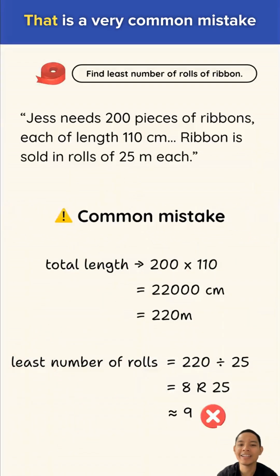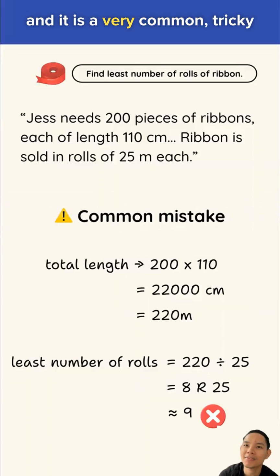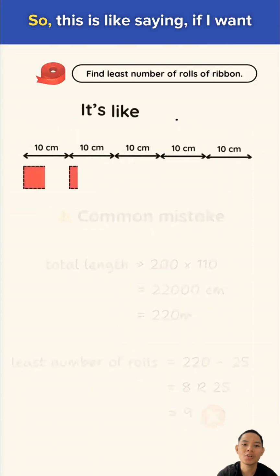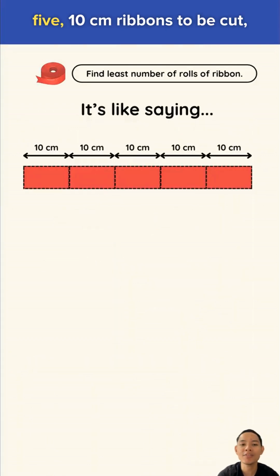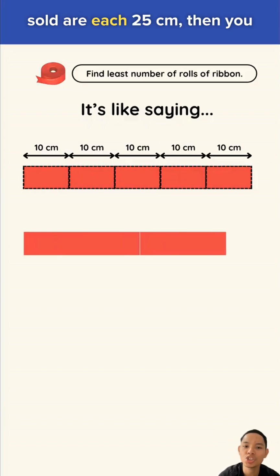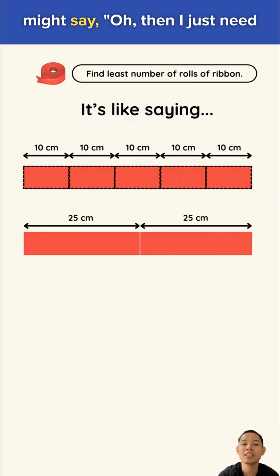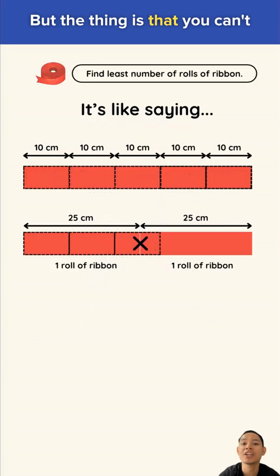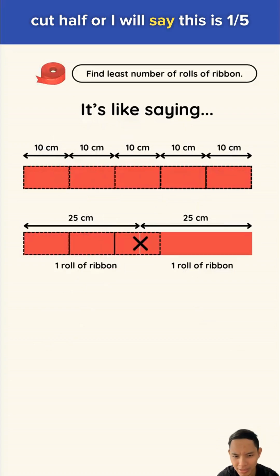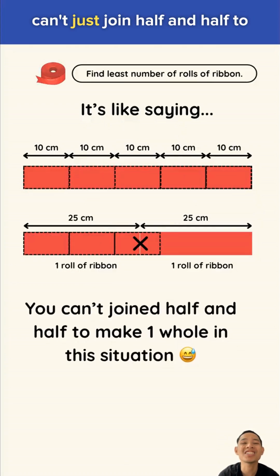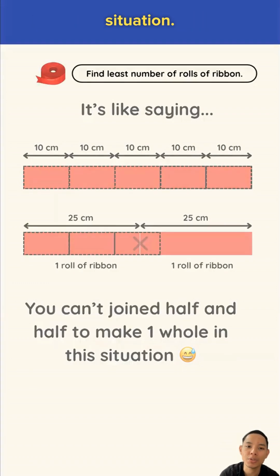Well, you're wrong. That is a very common mistake, and it is a very common tricky question that students get wrong. It's like saying, if I want 10 centimeter ribbons to be cut, and the rolls of ribbon sold are each 25 centimeters, then you might say, oh, I just need 2 rolls, right? Since I can cut 5. But the thing is that you can't cut half, because you can't just join half and half to make one whole in this kind of situation.